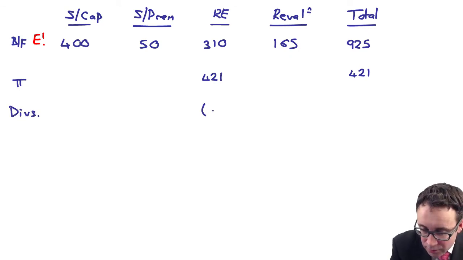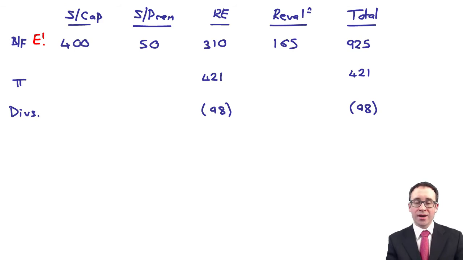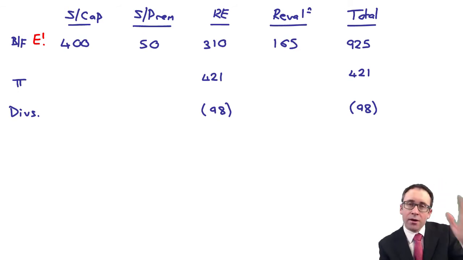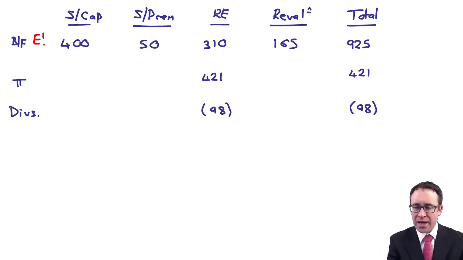The dividends are there as 98. If you don't put the dividends in brackets, criminal. Okay, imagine you got 49 in the exam. You're like, oh, what mistake did I make? Oh no, I didn't put the dividends in brackets to show that it is a reduction in the earnings.